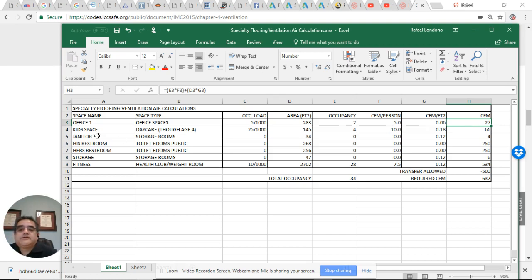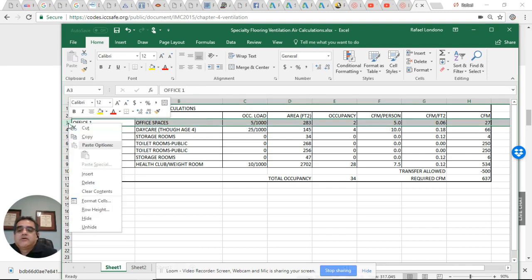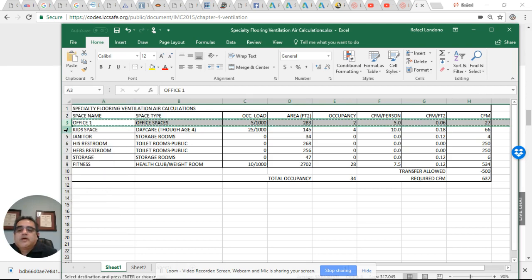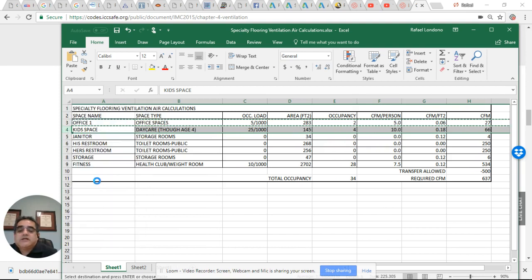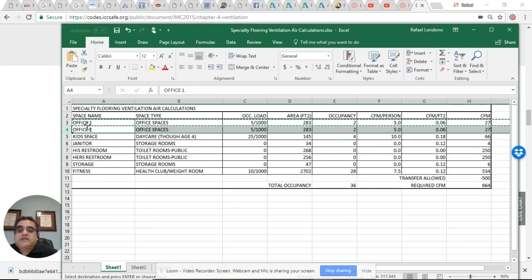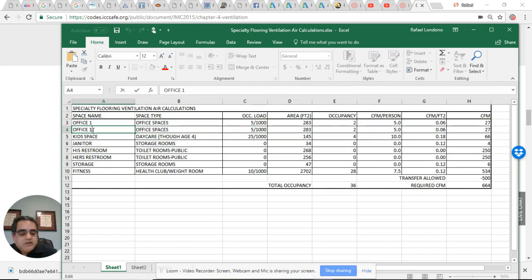Because we have multiple offices, what I do here is I just copy this whole row. Okay, so I click on the number, right click, copy the row, and go underneath and right click again, and one of the selections says insert copied cells. It inserts it on the top of the row I selected. So when I click insert copy, you see the office 1 is there twice. And then I had clicked on kitchen space. So it inserted what I copied right on top of kitchen space. Of course, that's office 2 now.